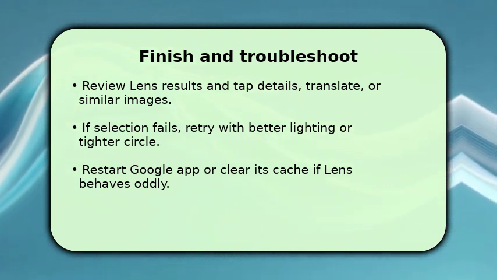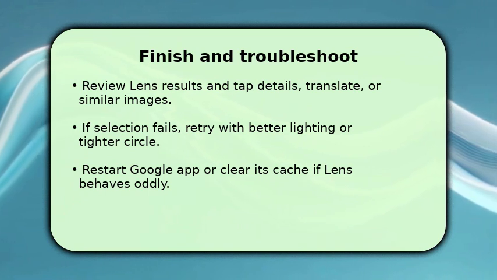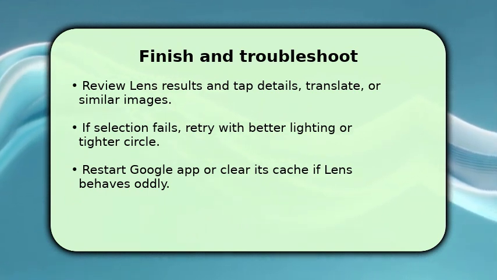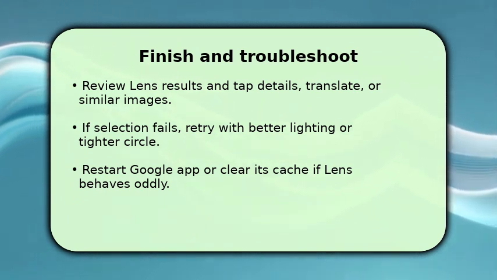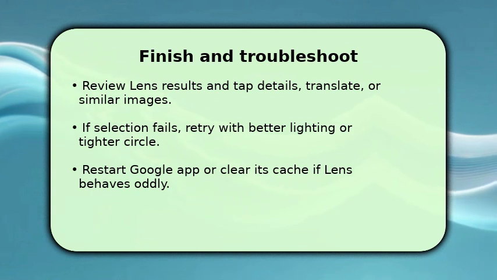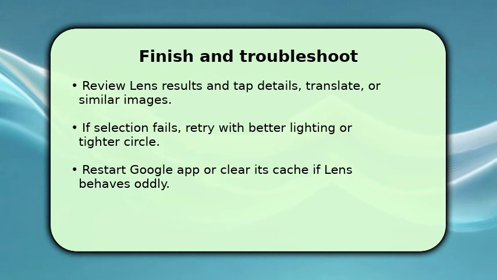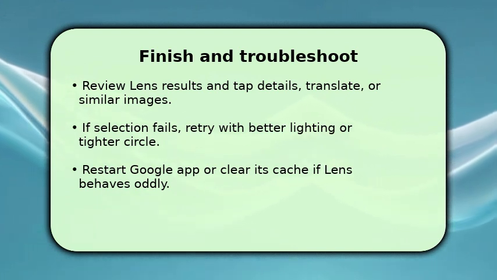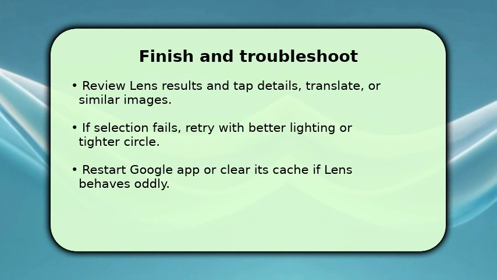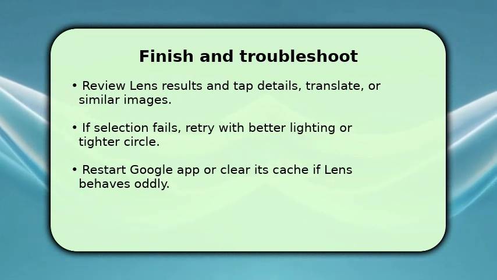If the circle search returns poor matches, retry with better lighting, a tighter selection, or a different angle to improve recognition. If Lens won't load or the finger tool is missing, close the Google app, update it, or clear its cache and settings. That usually resolves glitches. If problems persist, reboot the phone and repeat the steps.